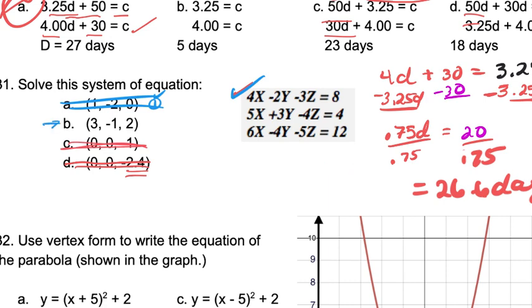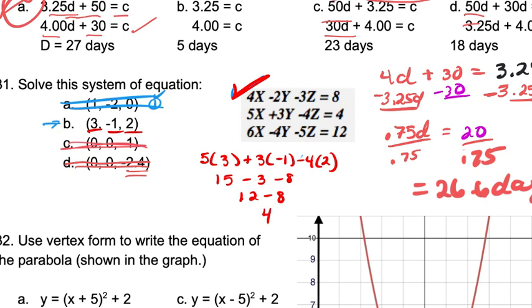Let's check it, though. Does it work in the first equation? 12 plus 2 minus 6. That's a 14 minus 6, which is 8. So it checks in the first equation. I'll check it in the second equation. It would be 5 times 3 plus 3 times negative 1 minus 4 times 2. Just checking this x, y, and z again. 15 minus 3 minus 8, that's 12 minus 8, that's 4. Checks in the second one.